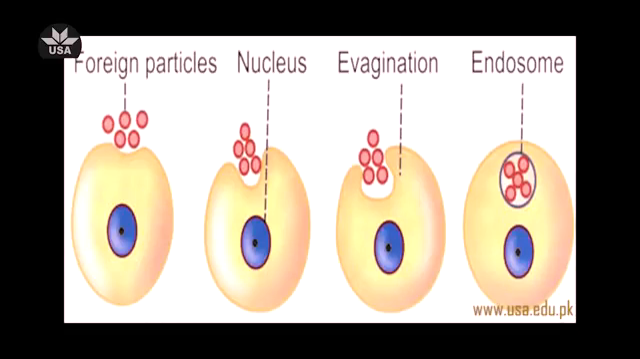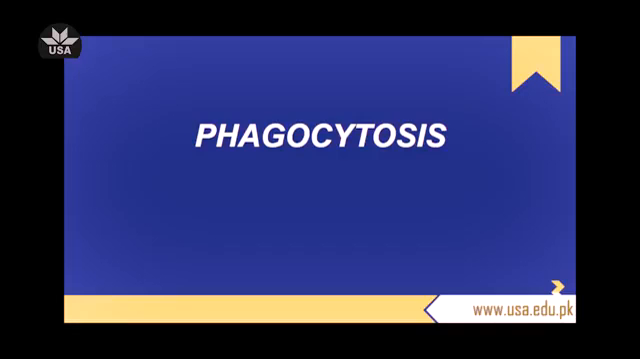And this primary lysosome is present in the cytoplasm. It fuses with the endosome and forms secondary lysosomes. Now the hydrolytic enzymes which are present in the secondary lysosomes are activated, resulting in digestion and degradation of the endosomal contents. Phagocytosis, which is the second type of active transport.